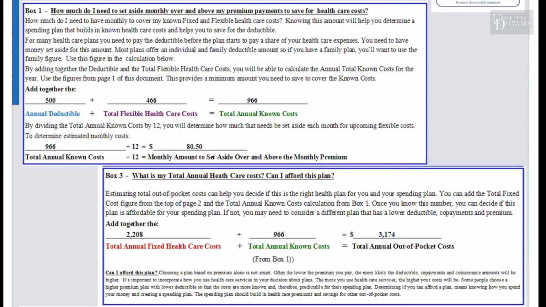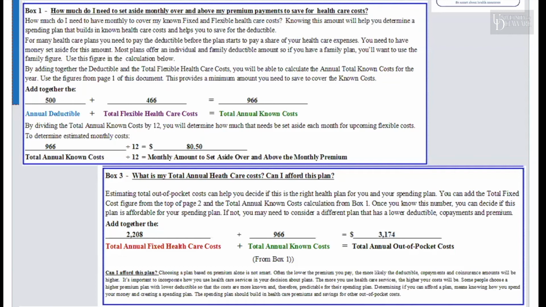Here is how it adds up for Perry and his family. The deductible was 500. The flexible healthcare cost was 466. Total annual known costs is 966. Divide that by 12, and Perry should be setting aside about $80.50 extra a month over what he's been paying in premiums to make sure there is money to cover those doctor visits, copays, etc., and the deductible.